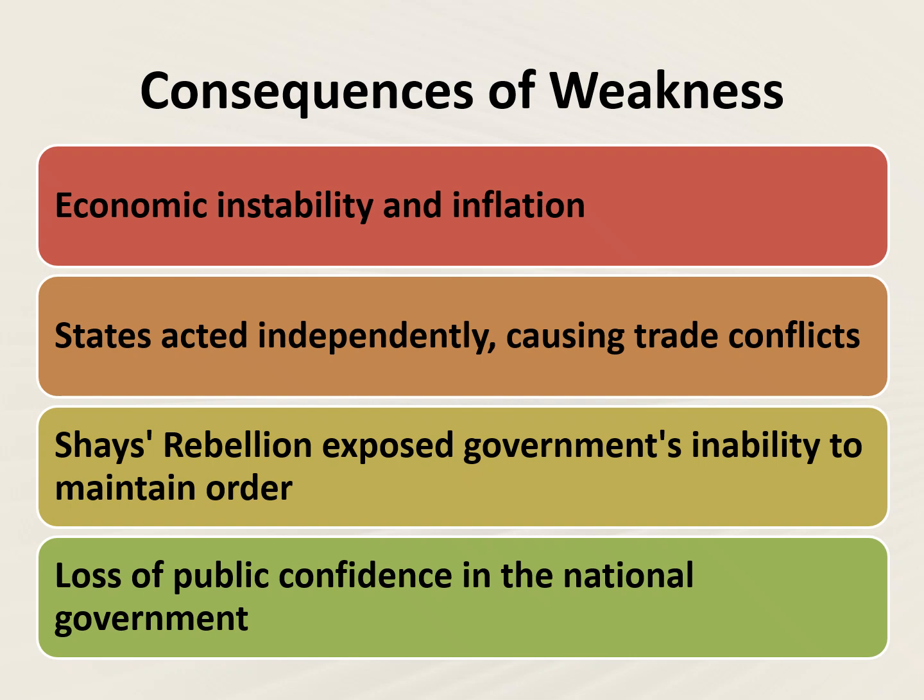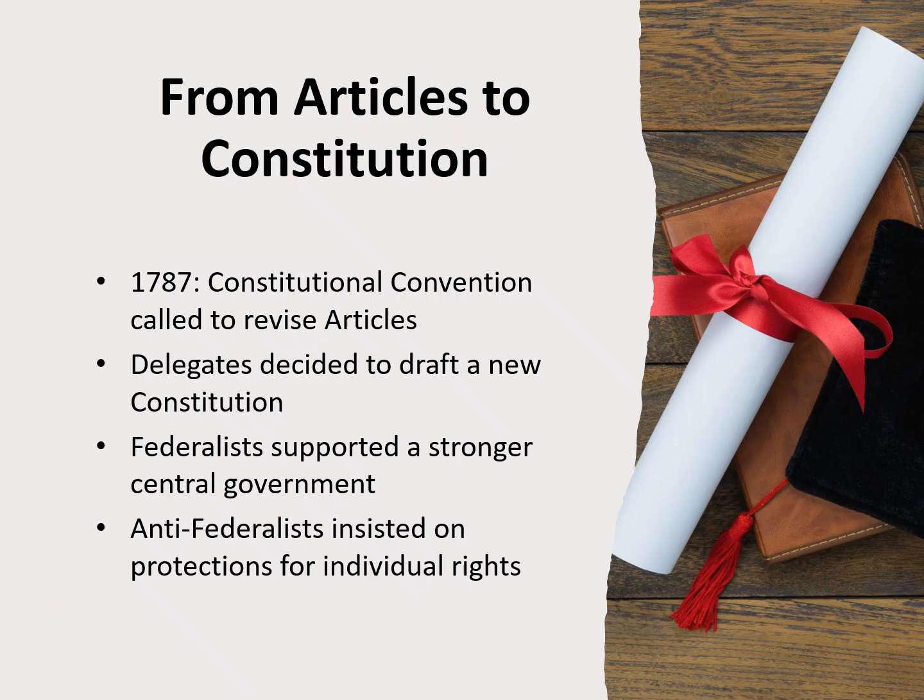Farmers in Massachusetts rebelled against taxes and foreclosures. The federal government was powerless to stop it, and it really showed how weak and ineffective the Articles really were. Leaders at this point realized they needed a stronger government.